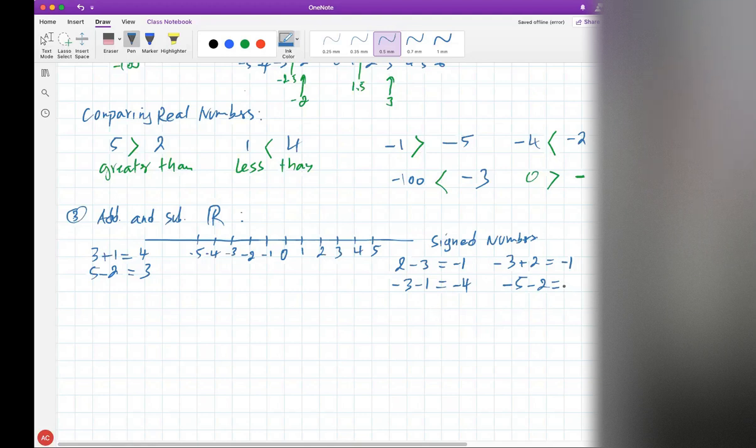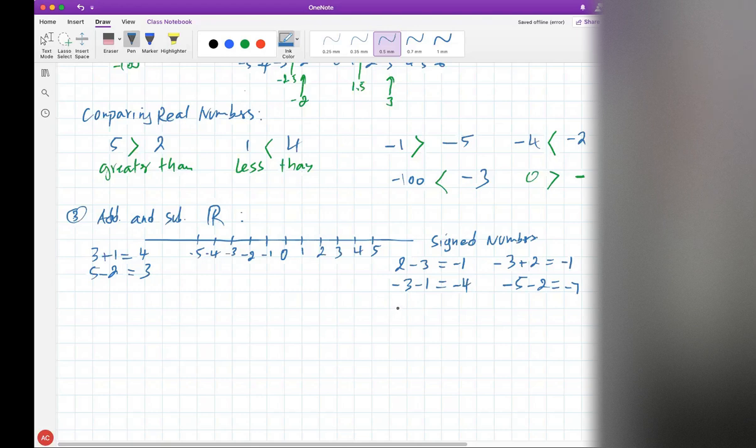So you see there's a pattern here. We're going to see what that pattern is, and we're going to use that pattern to draw some conclusions or some rules.